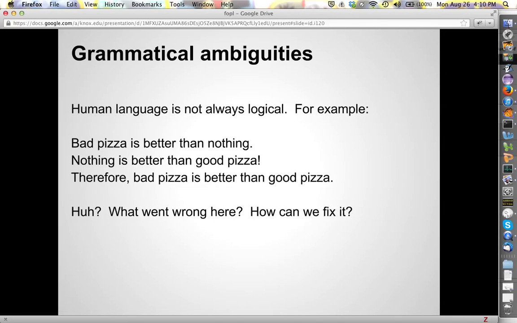So, grammatical ambiguities. Human language is not always logical in a precise logical sense. So for example, bad pizza is better than nothing. Nothing is better than good pizza. Therefore, bad pizza is better than good pizza. You know what went wrong here? We're not really being very precise.